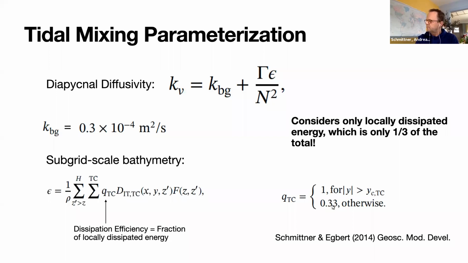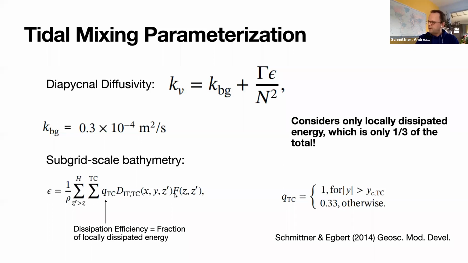And what that means is that only 1/3 of the energy dissipated is locally dissipated, and 2/3 propagates away as internal waves and dissipates elsewhere. So what we're dealing with here is only that locally dissipated energy, and we're ignoring changes in the propagation and the remote dissipation of energy. So that's an important point to keep in mind when we interpret the results.